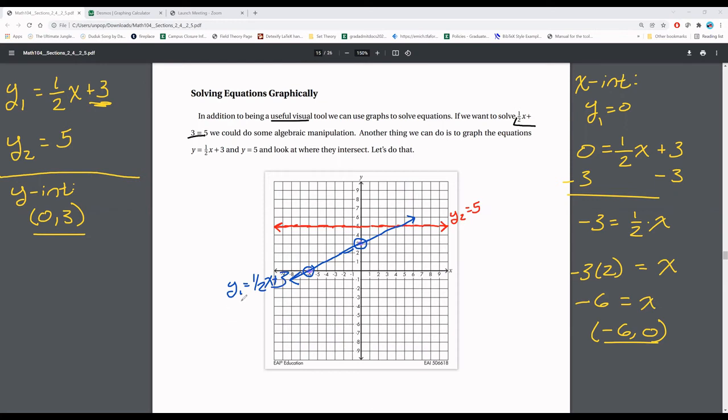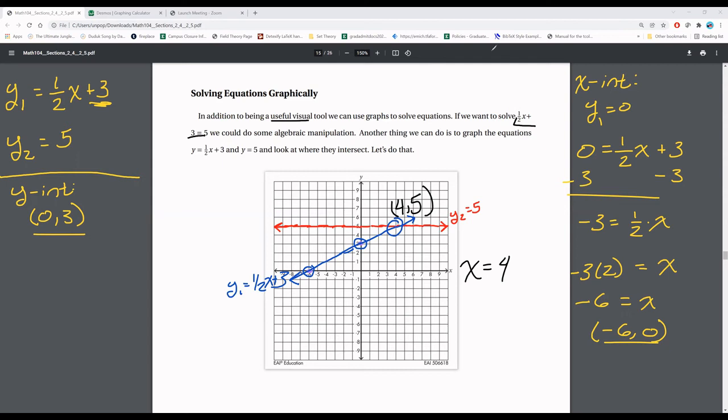Now to figure out where the solution is, I'm going to look at where they intersect. This appears to be my intersection point. That seems to be the point where x is 4 and y is 5. What does that tell me? That tells me my solution is x equals 4.